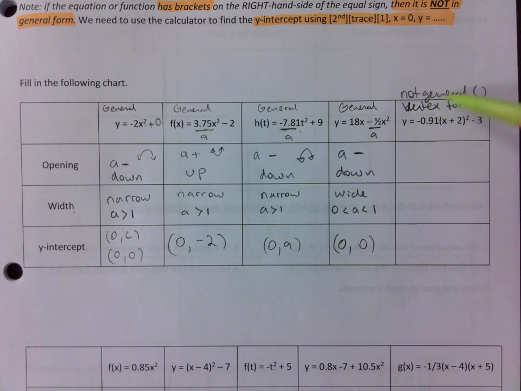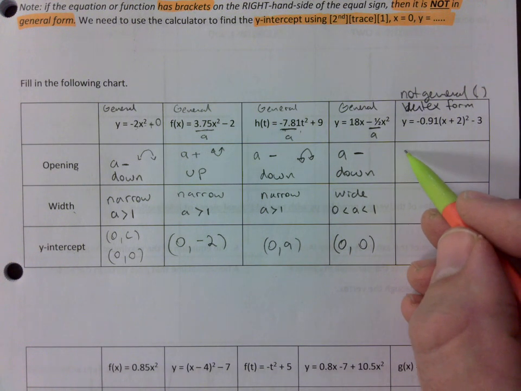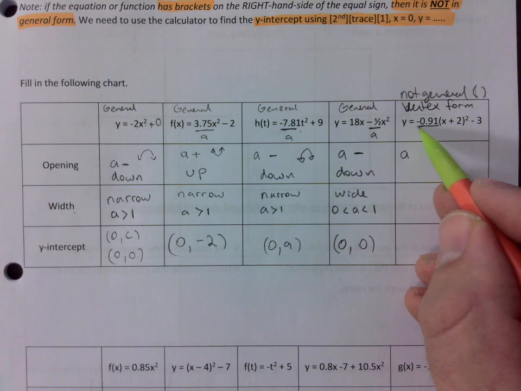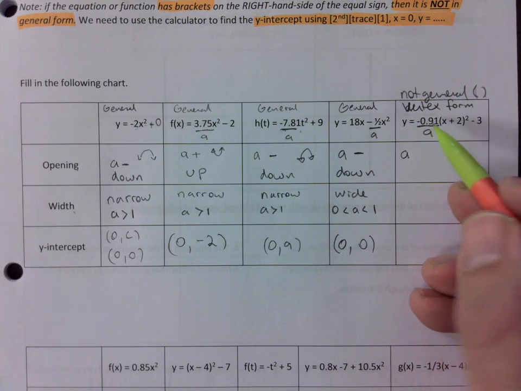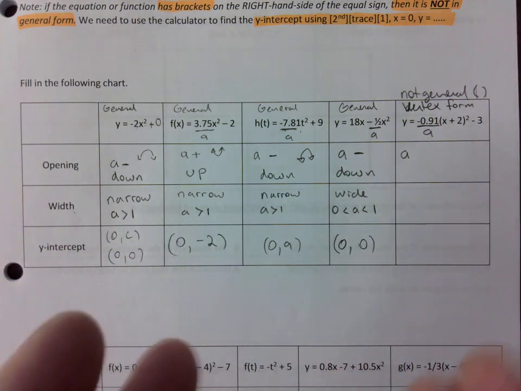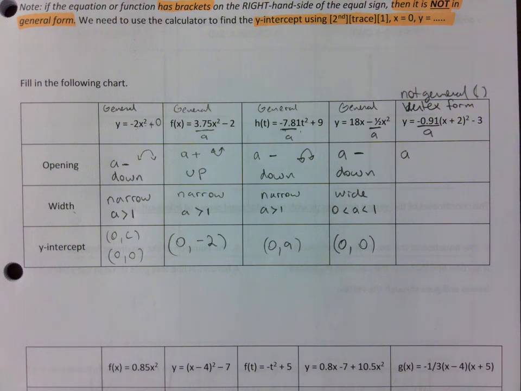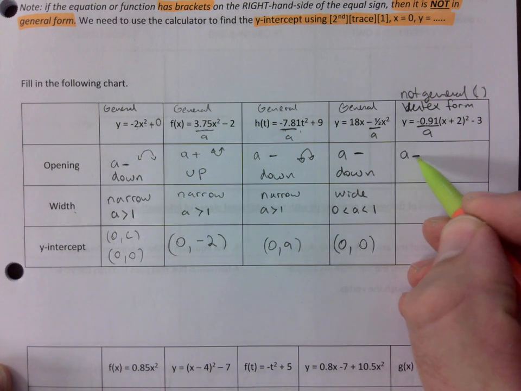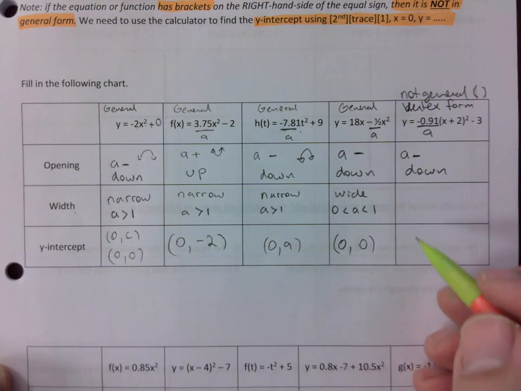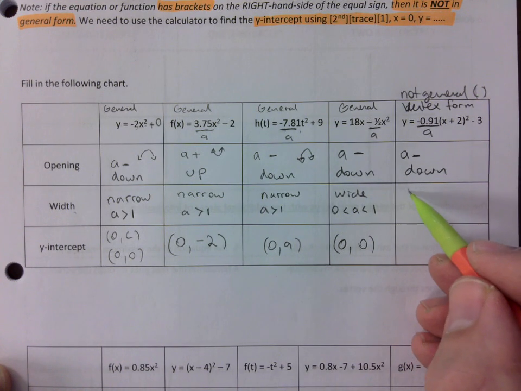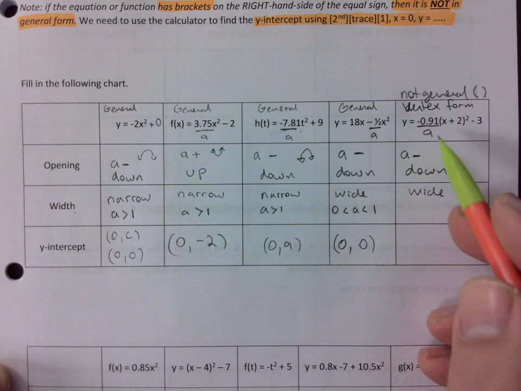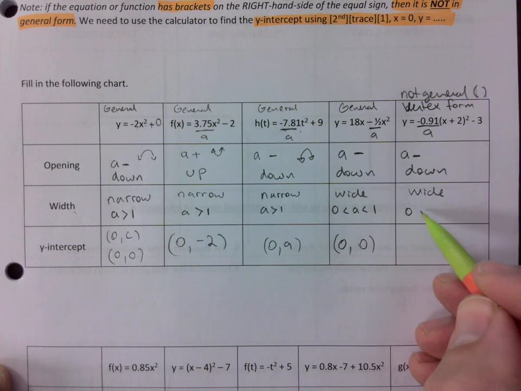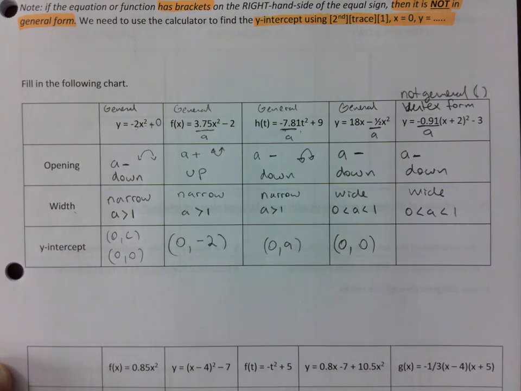This is in vertex form, not in general form because there are brackets. But the A part never changes. This is still A, right? Whatever's in front of the whole thing is always A. For basically all of them, it's in front of the x squared term. So A is negative, so this is going to be pointing down. And it's going to be wide, correct? Because 0.91 places A in between 0 and 1, so we're expecting a wider curve.